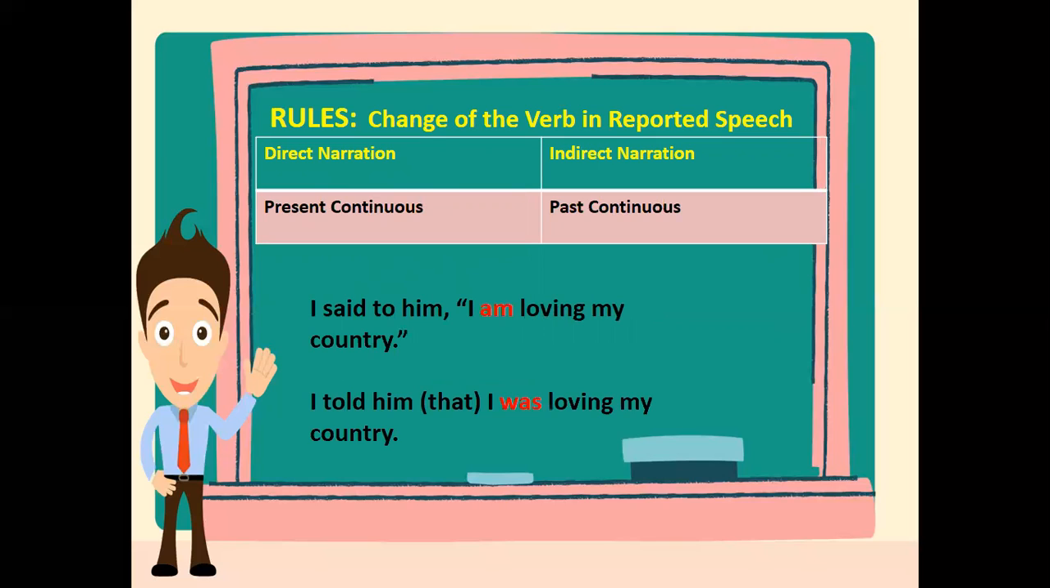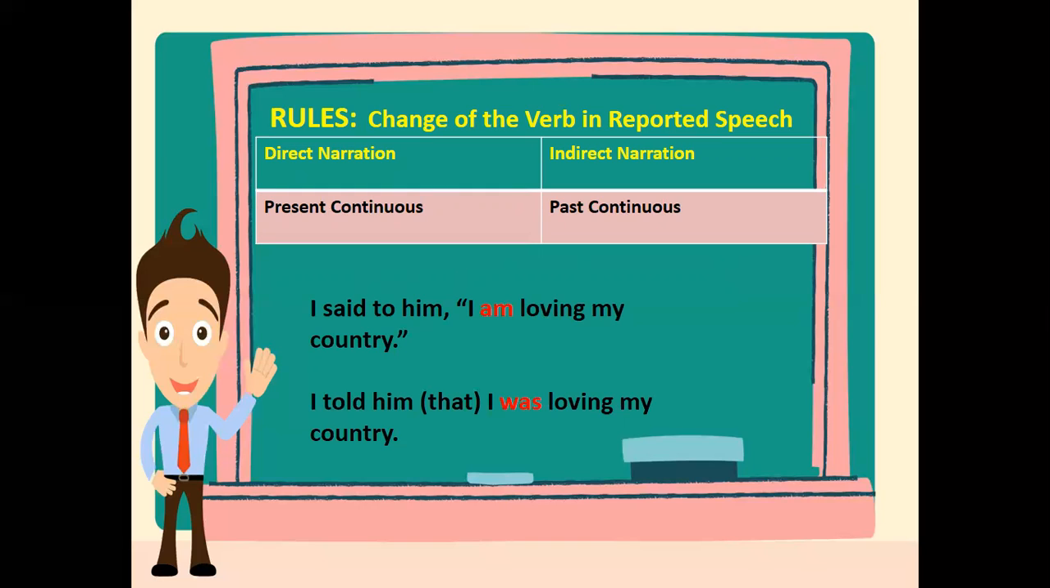Present continuous. If in direct narration your reported speech is in present continuous, in indirect narration it will be changed into past continuous. So if you have is, am, are plus verb plus ing form, present participle form, it will be changed into was, were plus present participle or verb plus ing form. So the main change will be only the change of helping verb. We have is, am, are in present continuous, and in past continuous, they are was and were. So this is the main change.